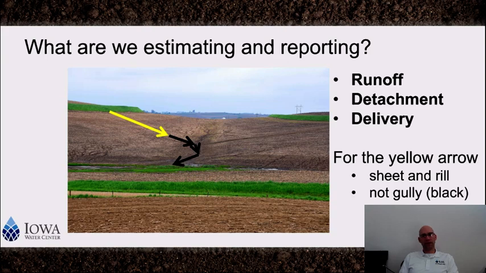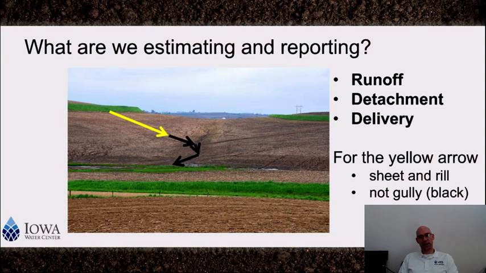So where are we estimating erosion on the ground? We're estimating runoff, detachment, and delivery on the yellow portion of this arrow here. The runoff process starts at the base of that grassed area, and we're estimating runoff, detachment, and delivery along that area. Essentially, the delivery we're estimating is to the end of that yellow arrow.